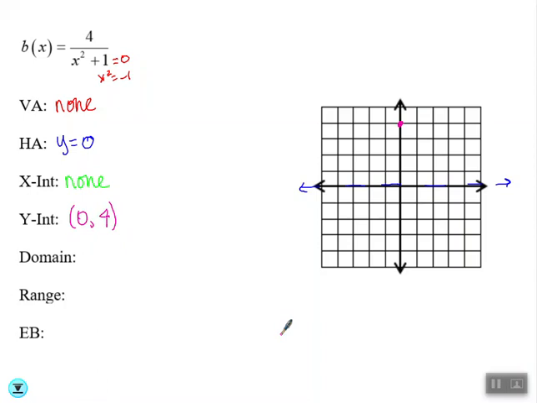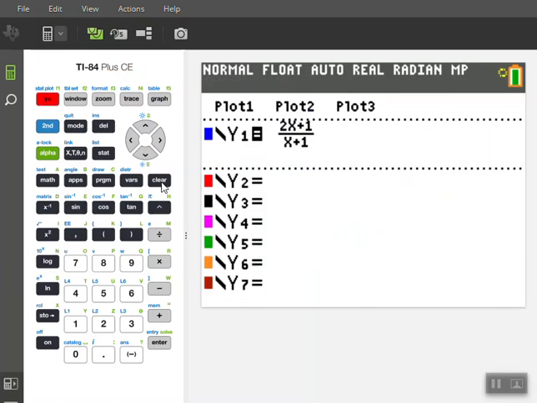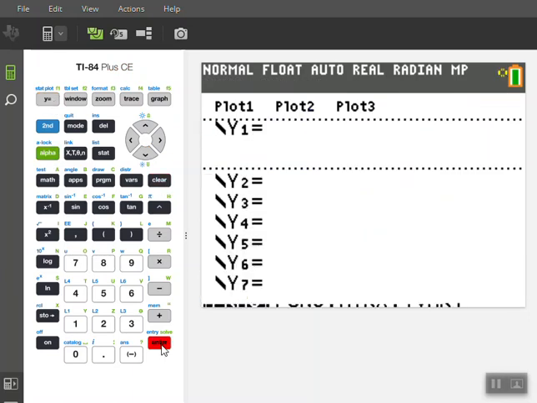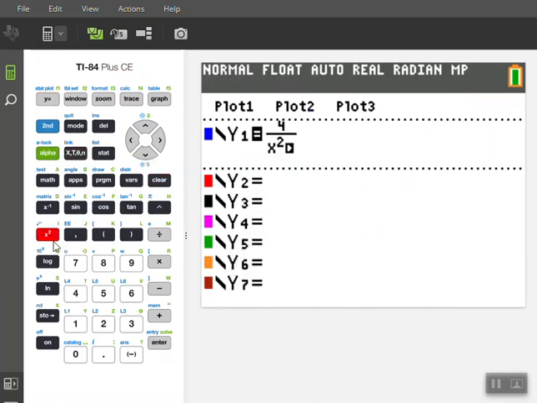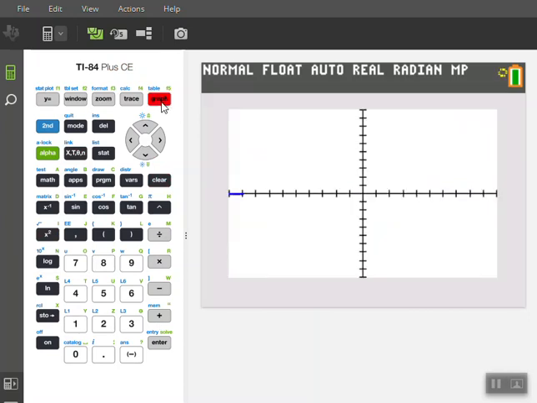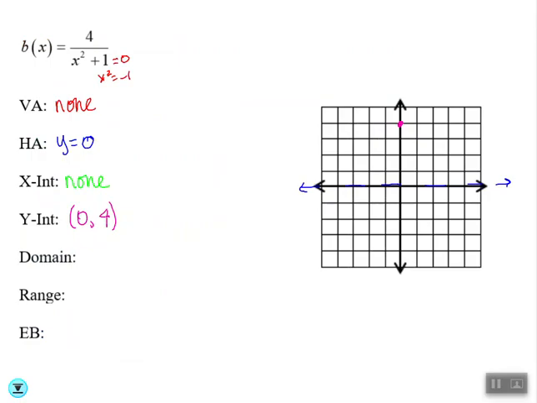Now we need to sketch in our function. We don't have a whole lot of information here, so let's go to the calculator. So we see that it looks a little bit like a hill. The high point is at the y-intercept, and then it gets closer to the asymptote on both sides. So if we sketch this in, it will look something like this.